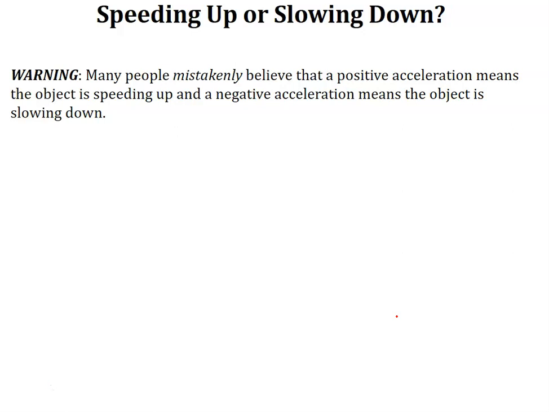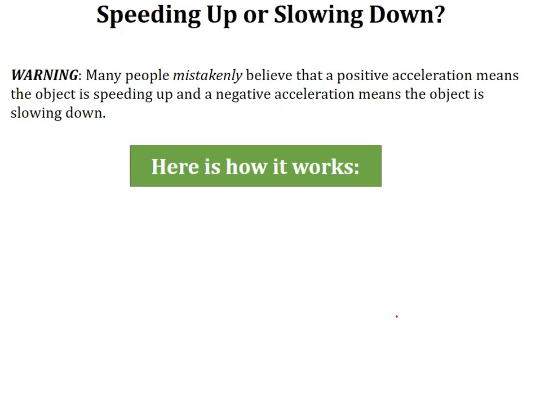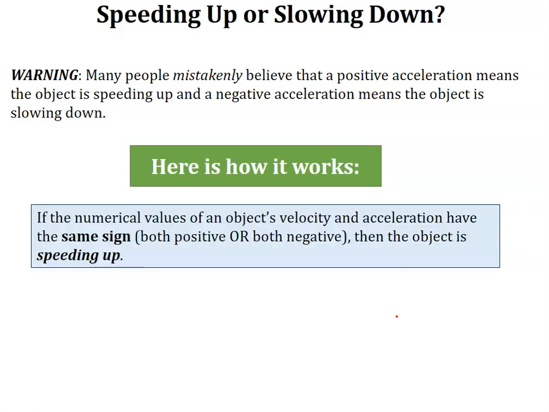People mistakenly believe that a positive acceleration means the object is speeding up, and a negative acceleration means the object is slowing down. That is not necessarily true. Here's how it works. If the numerical values of an object's velocity and acceleration have the same sign, that's positive or negative, then the object is speeding up.